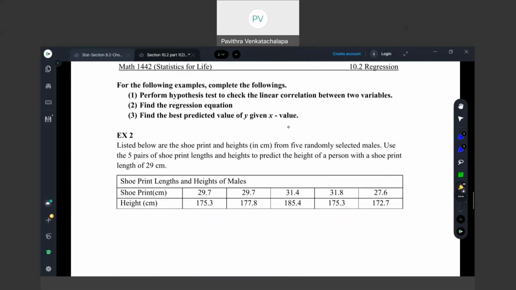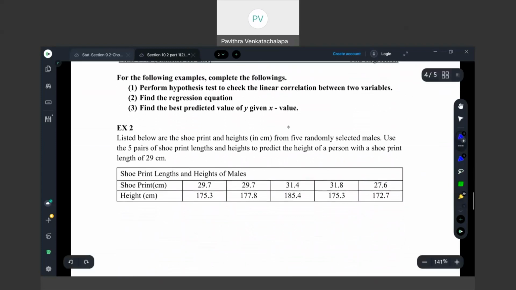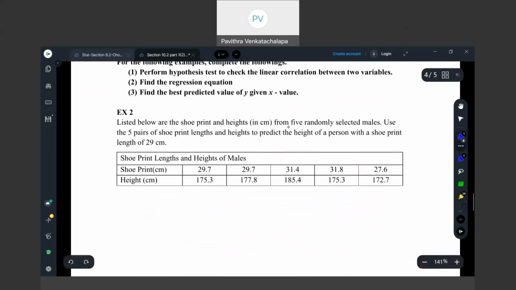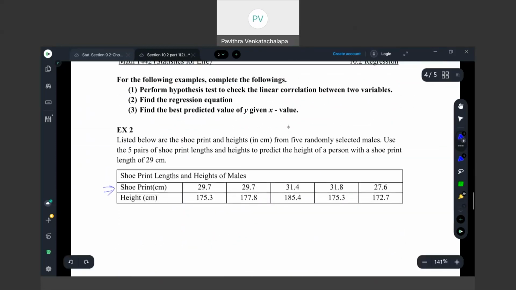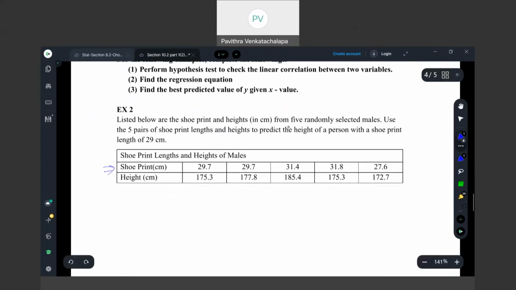Okay, next example. Now for the following example, complete the following. First, we need to find the hypothesis test. We need to check the linear correlation between two variables, and we need to find the regression equation, and then we need to find the value of y. So in example 1, everything was given. All we had to do was find y cap, but this time the data is given. You have to perform the hypothesis test to check whether it is a good model or not. So that's the first thing we do, and then we find the regression equation using the given data, and then we find y cap.